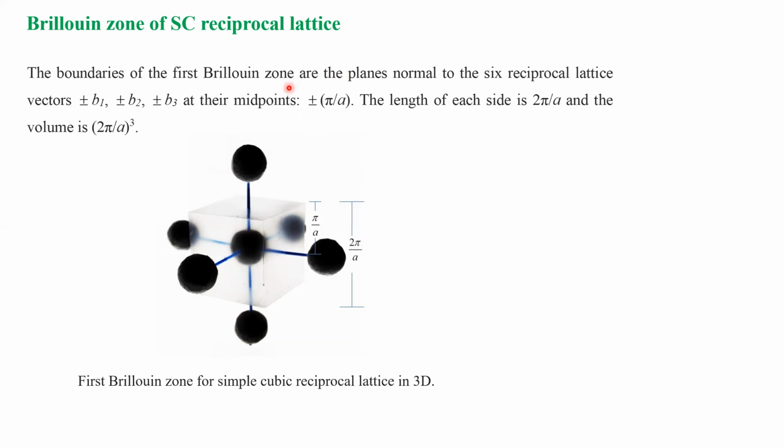Let's see if I can show you this. Can you see? I'm rotating. It's the first Brillouin zone for simple cubic reciprocal lattice. So you just make a plane, right? Cut half, half, half, half. You have 6 faces with the length 2 pi over a.